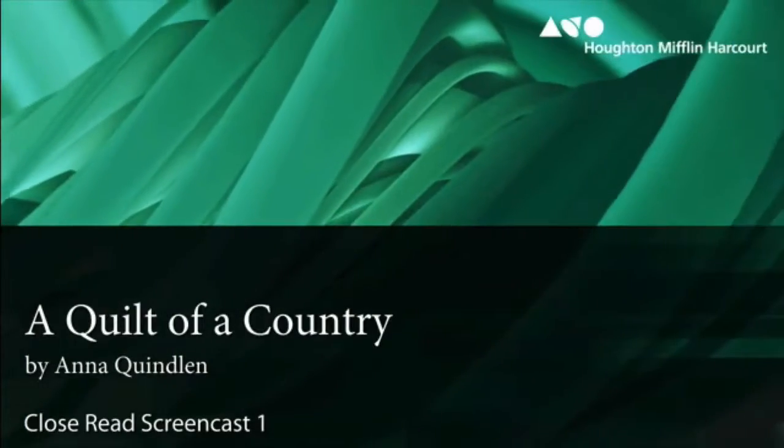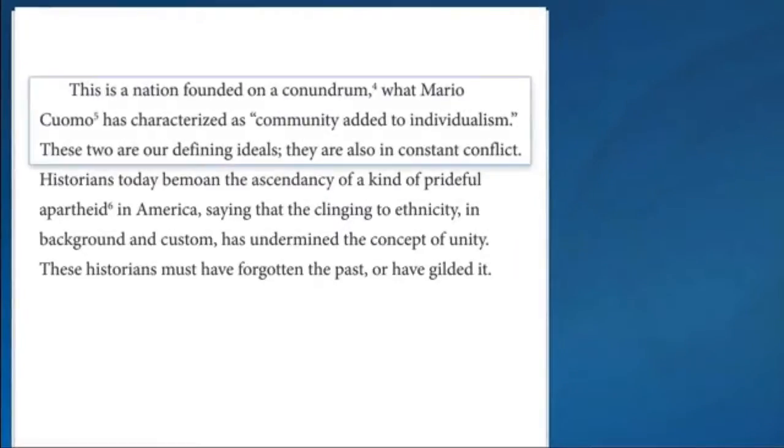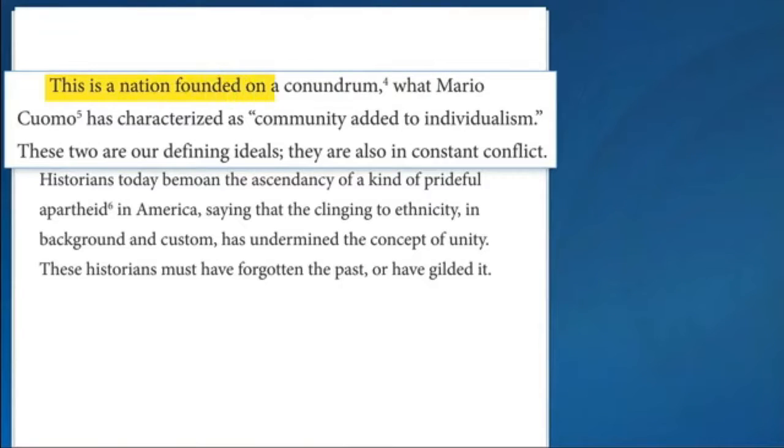When reading an anchor text, students have access to close read screencasts that provide modeled conversations and visuals to help students understand how to analyze complex texts.